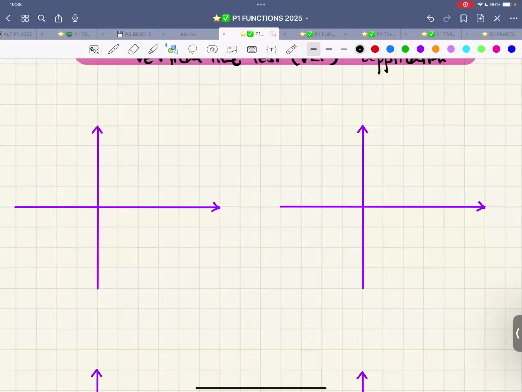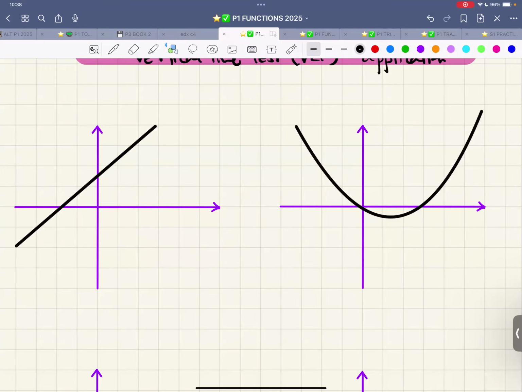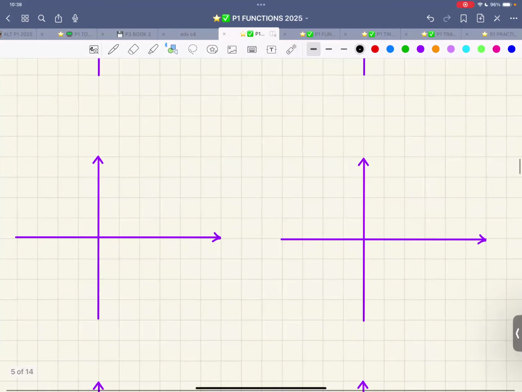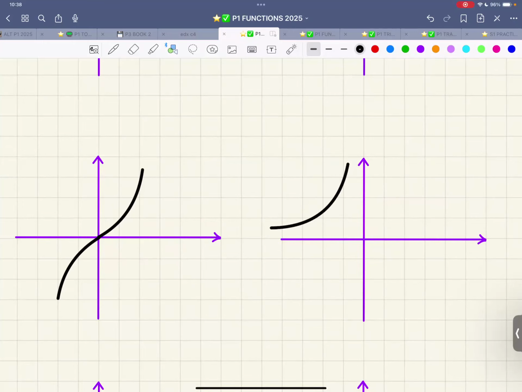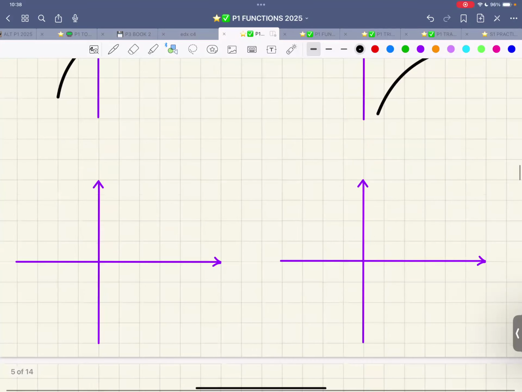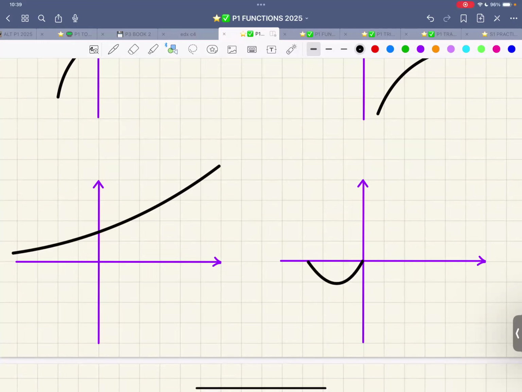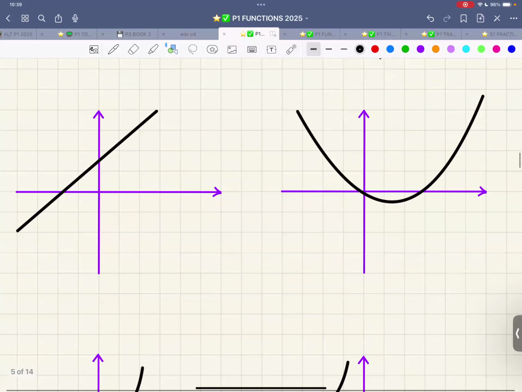For example, let me draw the graph of a straight line, the graph of a quadratic, and the graph of a cubic. I'll label each one of them separately. Let me draw a reciprocal function, an exponential function, and a trigonometric function. Now these are different examples that I've drawn, and let me label them.